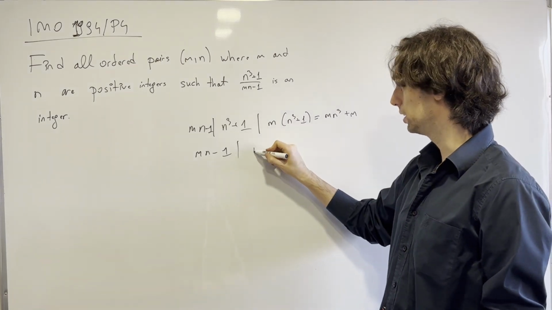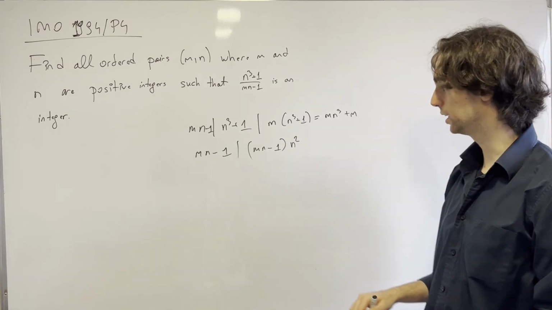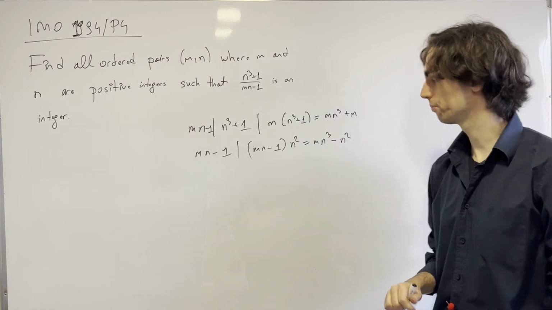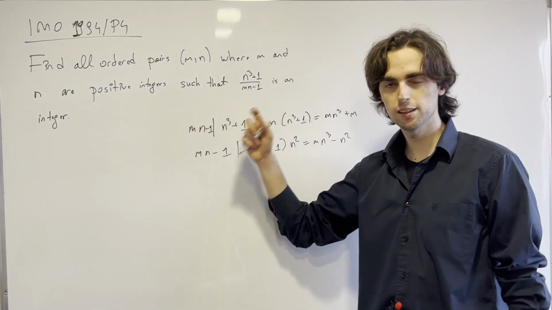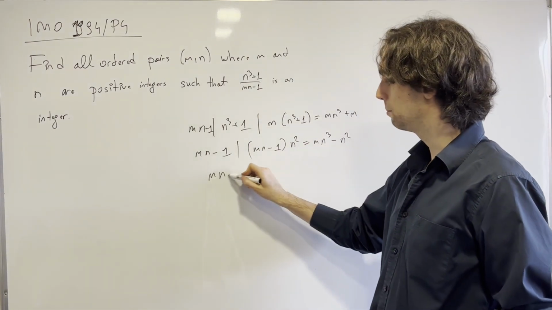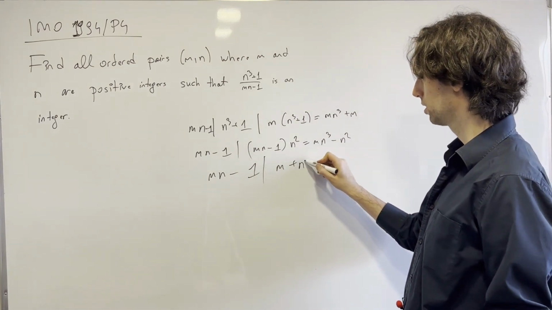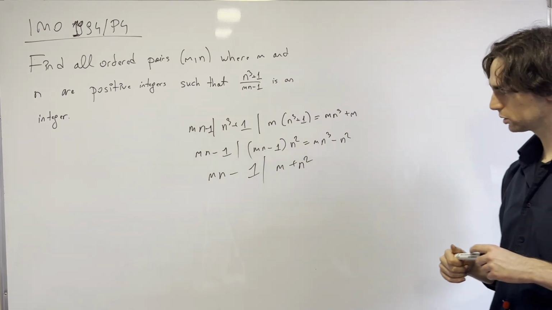And the quickest thing is it divides mn minus 1 times n squared, which is equal to mn cubed minus n squared. And now, if a divides b and a divides c, then a divides b minus c. That gives me mn minus 1 divides this minus this, m plus n squared.